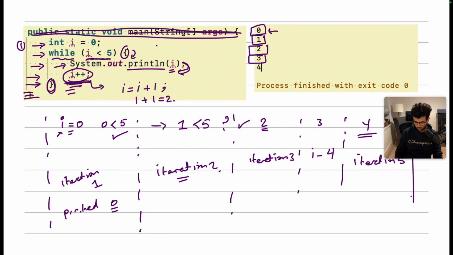And the condition still holds. We go in and we print 4. And then we say I equals I plus 1, which makes the value of I 5. And then we say, is the condition still true? Is 5 less than 5? And the answer is no. And then we don't execute these statements, and the program ends. And that's why we stop printing at 4.